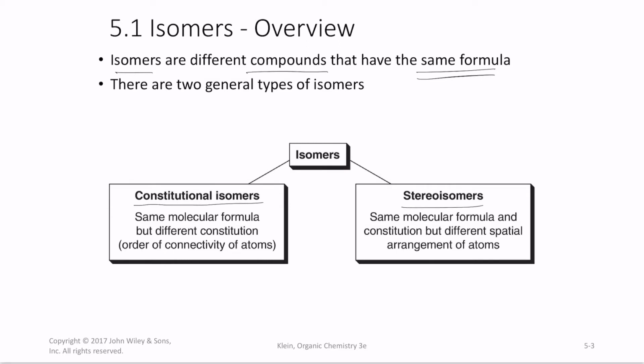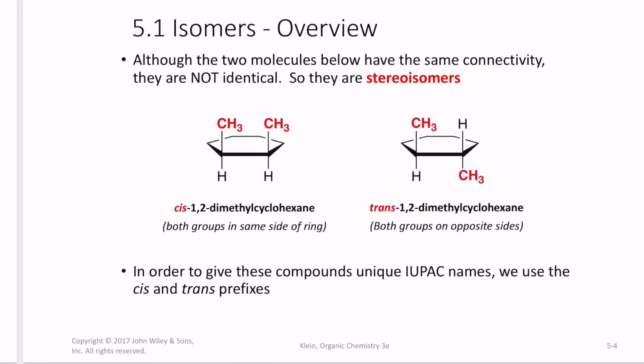Constitutional isomers are molecules with the same molecular formula, but they differ in the connectivity or the constitution. Stereoisomers also have the same molecular formula and the same constitution or connectivity, but the arrangement of atoms in space is what differs in them. Understanding spatial arrangement is basically like thinking of two images that are mirror images of each other. Those are examples of stereoisomers.